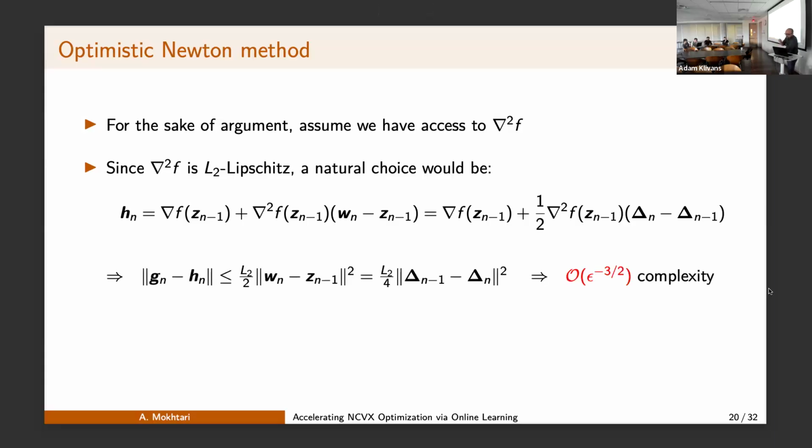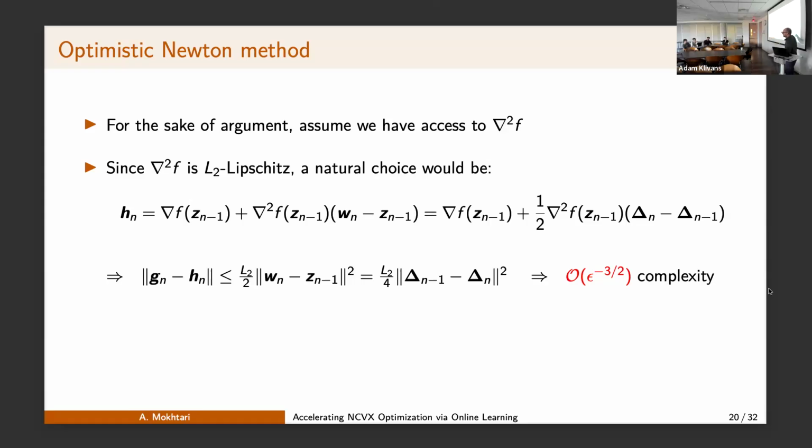And now I can use the L2 Lipschitz continuity to show that your error is even smaller, because previously I had L1D. Now I can get L2D squared, and as a result of this better approximation error, because these steps are small, D is small, I can actually get 3/2. So if you had access to Hessian, you would get 3/2. This is optimal for second order methods. If you have access to gradient and Hessian, gradient Lipschitz, Hessian Lipschitz, you cannot beat this one.